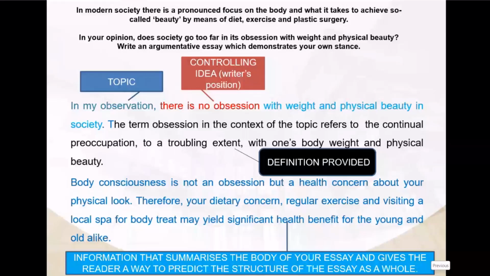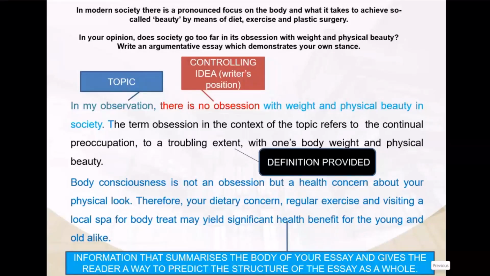The student seems to believe that there's no obsession. This is not an obsession. It doesn't qualify as an obsession. They are not obsessed. They are not preoccupied about their weight, their physical appearance. They are not obsessed. This is the argument that the student is putting forward.